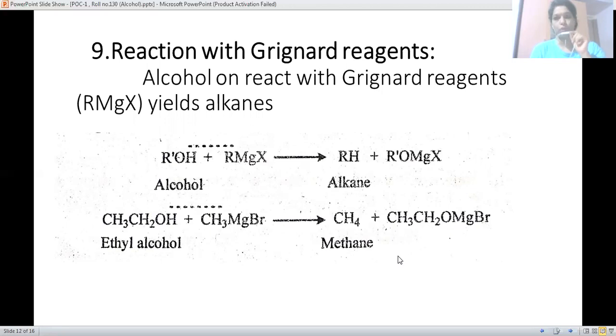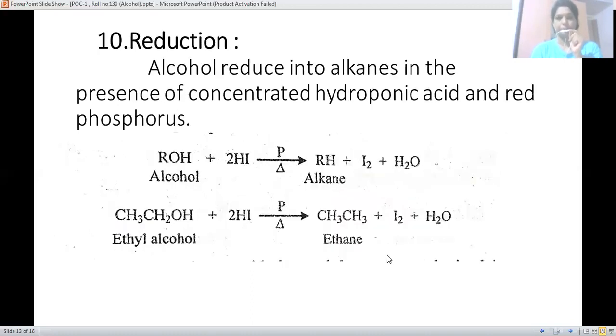In a lot of papers and sessional papers, synopsis type, these reagents are asked: what is the end product, what component we are using, and what are the most important things in this reaction. So this is a very important component.